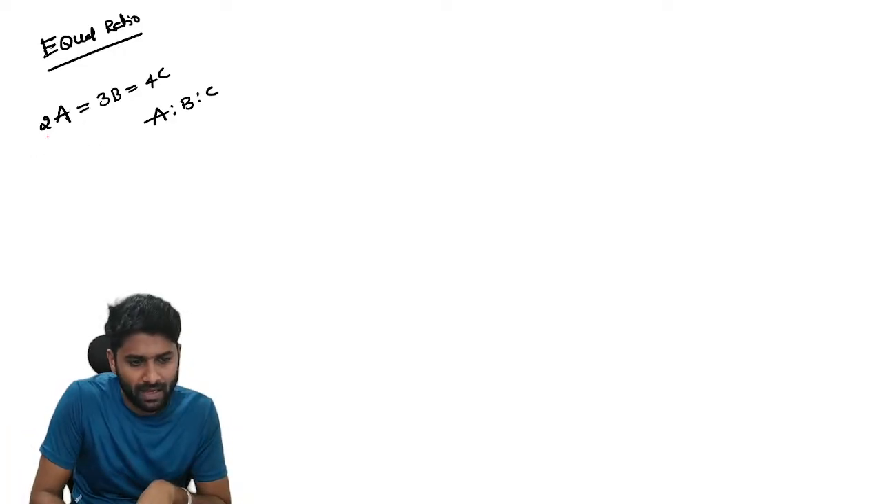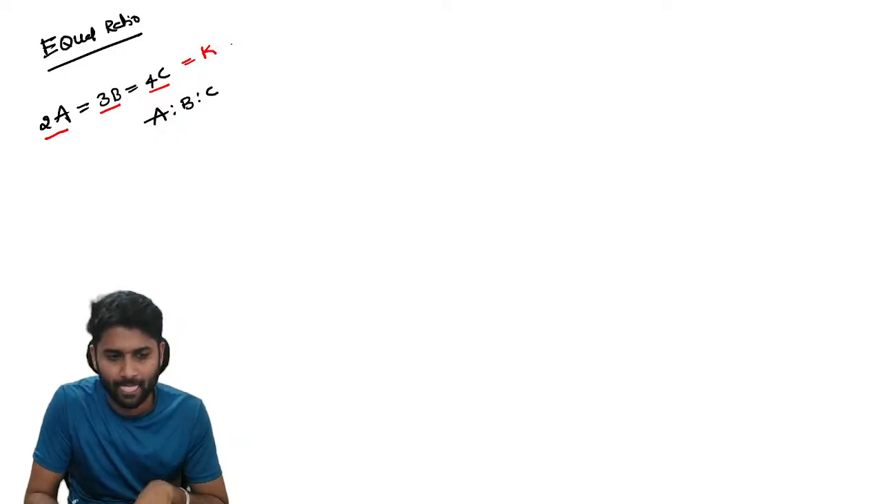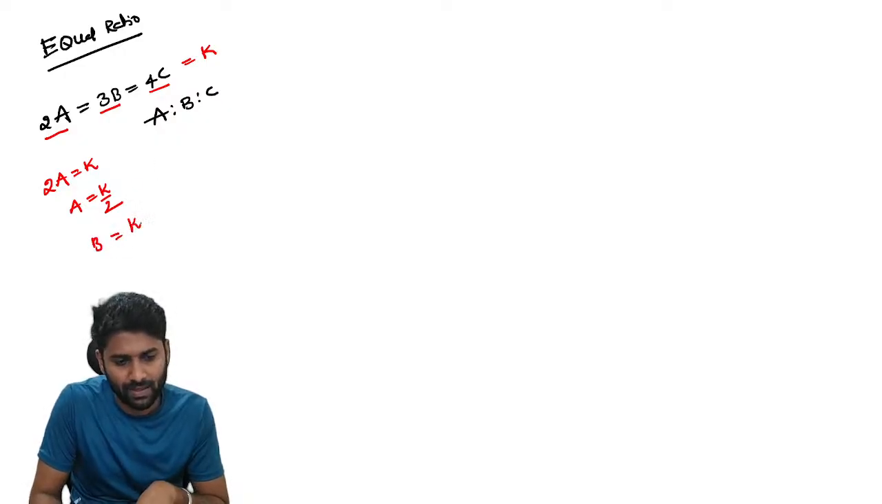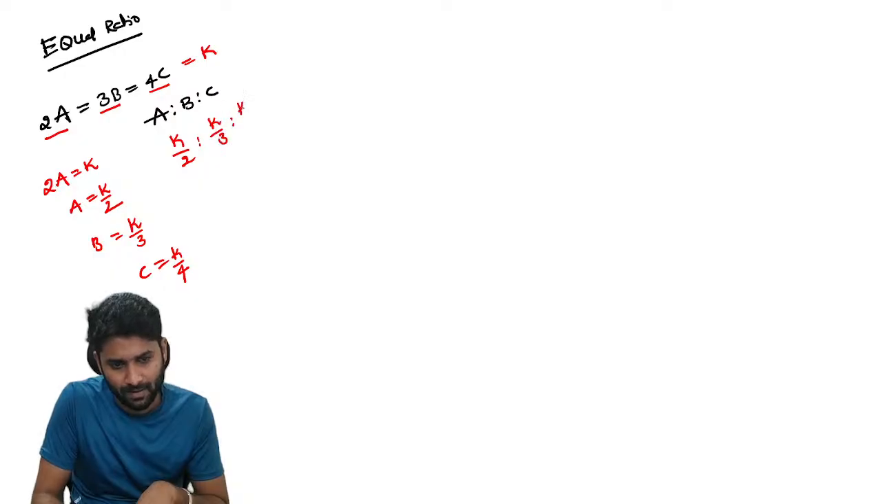Now see, I clearly mentioned that the resultant of 2A, 3B, 4C is the same. Let us assume that resultant is K. Now what about the A value? If 2A is equal to K, then A is K by 2. In the same way, the B value is K by 3, and the C value is K by 4. Just replace here: K by 2, K by 3, K by 4.